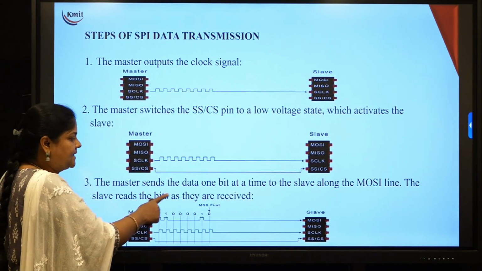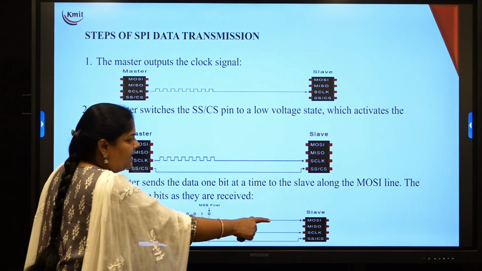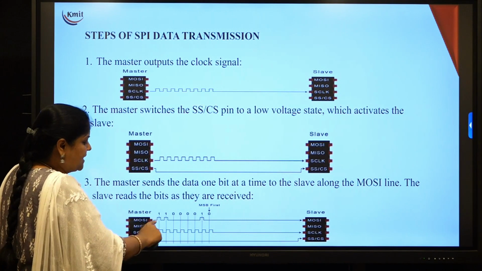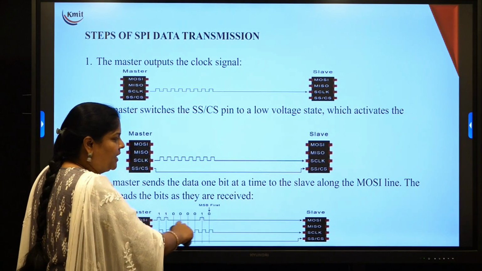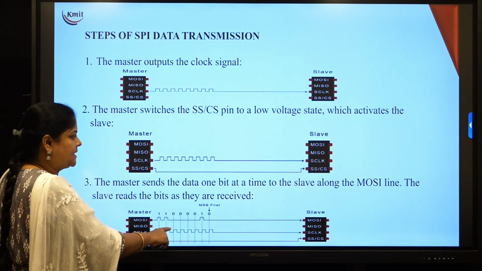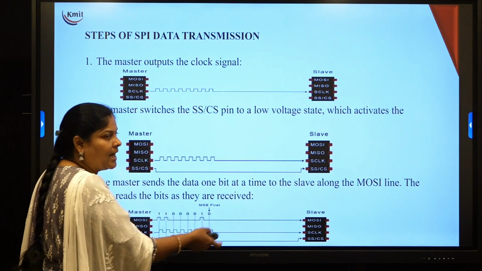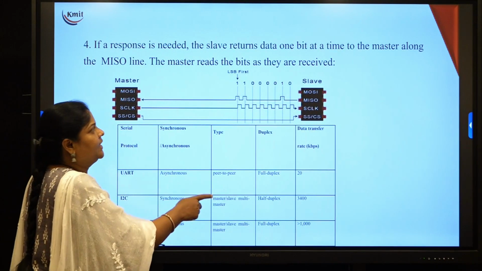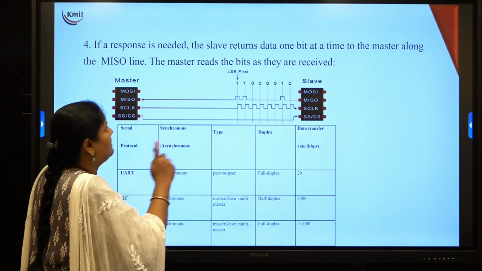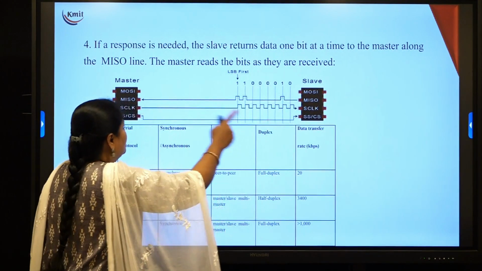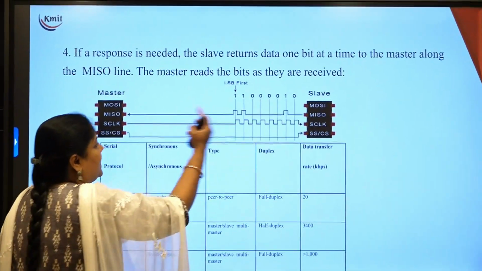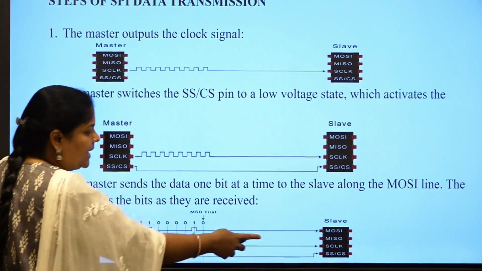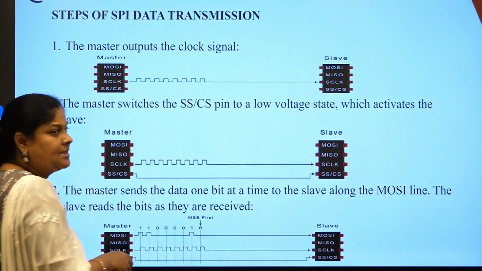Next, the master sends data bit by bit to the slave along the MOSI pin. Here we are just initiating, and here we are sending the data, in zeros and ones format, bit by bit through the MOSI line. The slave will read the data after receiving it. The next step is, if a response is needed, the slave returns data bit by bit to the master along the MISO pin. So these are the two pins. If the slave is sending data back to the master, this line is activated. In the previous slide, the master was sending data to the slave, so the MOSI pin was activated.